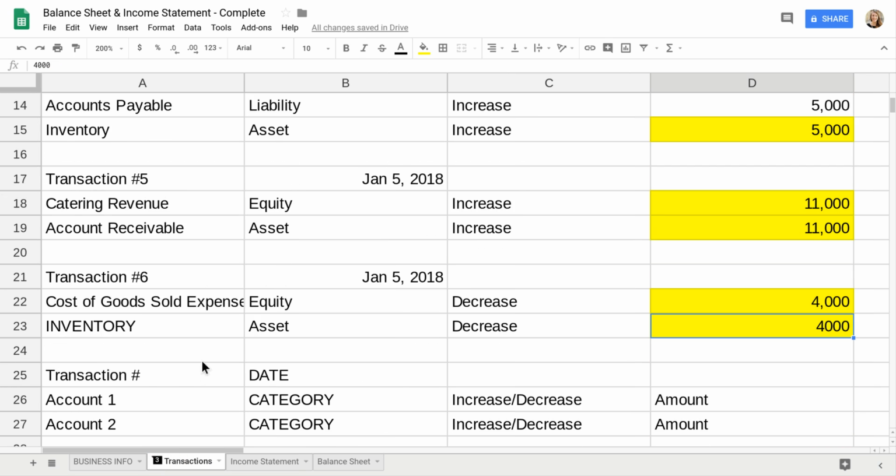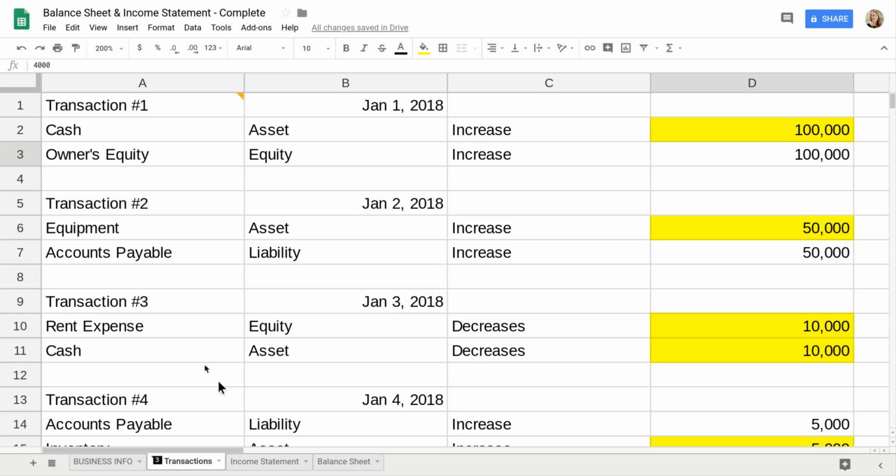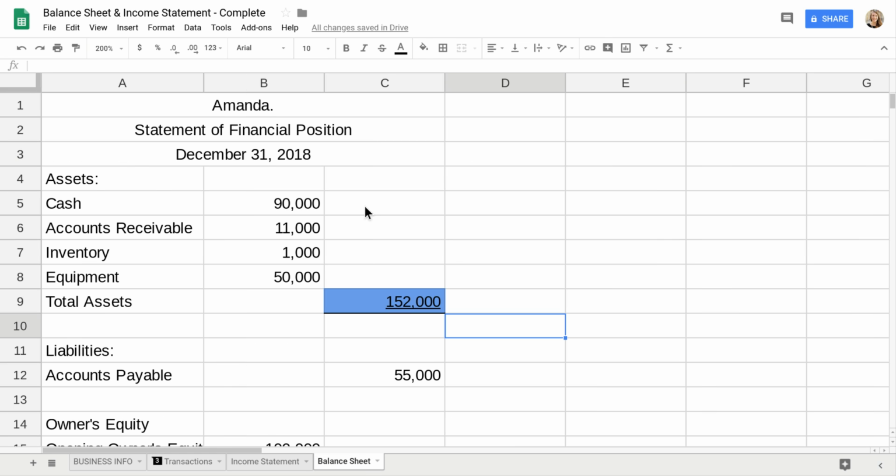So I've only shown you a few of these, but during class, we're going to do some more, and this is what you're going to do on your final project, is track just a really simple, complete accounting cycle for a business. So thank you for following along.